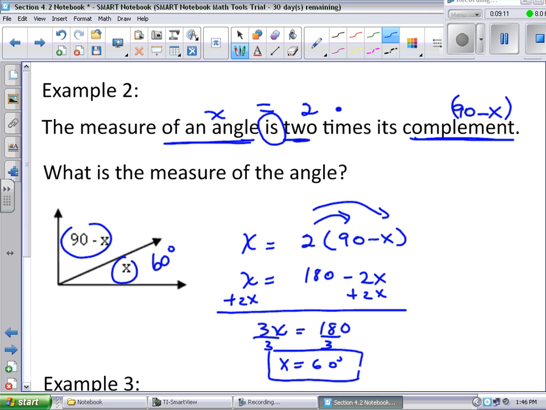The second one is 90 minus 60, which would be 30 degrees. Now a good way to check your work is to add these back together and see if they equal 90. Does 60 plus 30 equal 90? Yes, it does. So I know that my answers are correct.